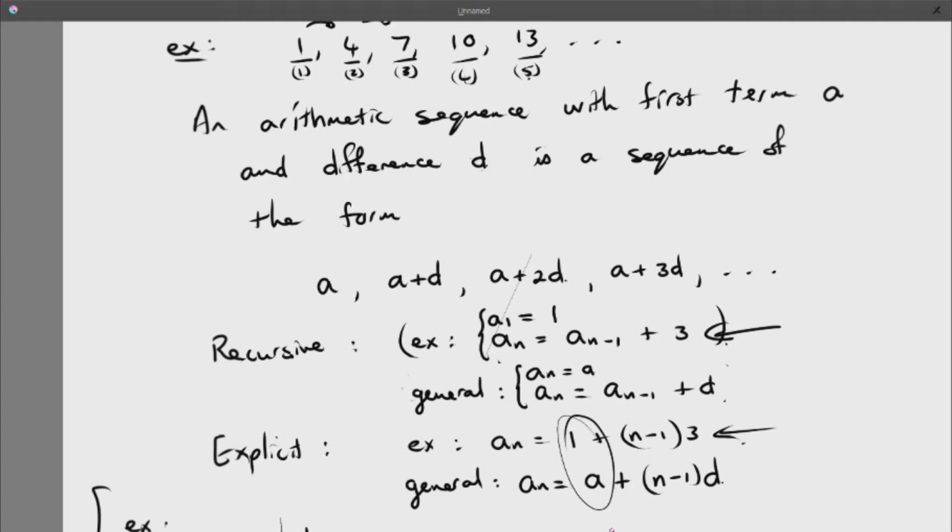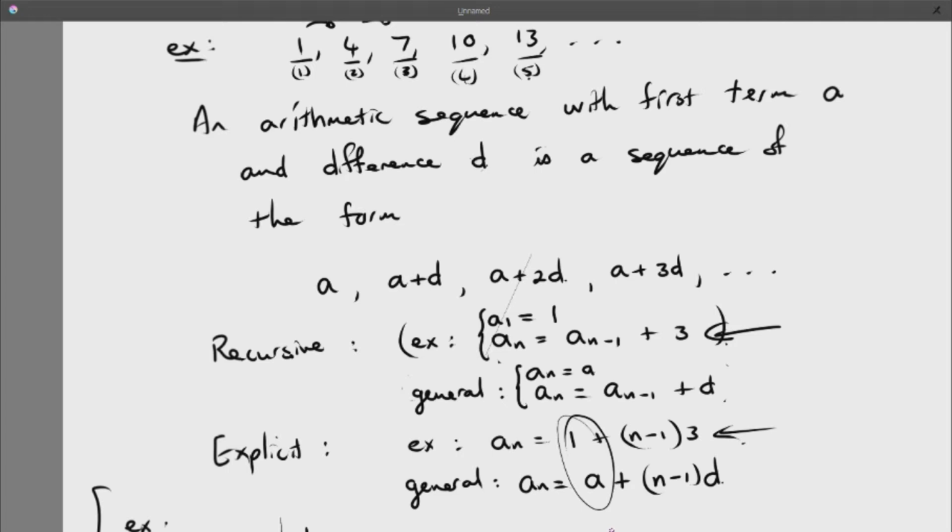You need both of them to have the first term. In this case, not in general. There could be some explicit formulas where the first term doesn't appear directly. In arithmetic sequences, yes, you need them for both. There are many other sequences, right? We're trying to avoid them because they're complicated. Explicit and recursive were subdivisions of arithmetic sequences.